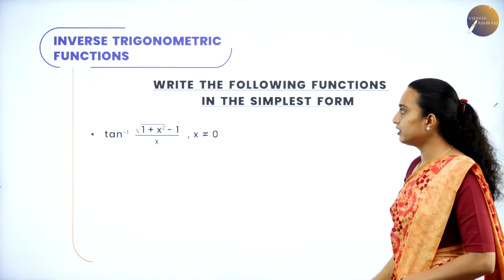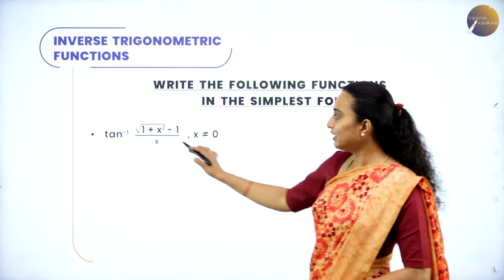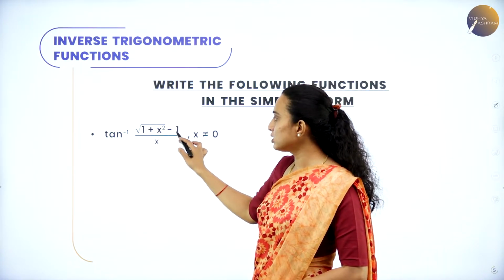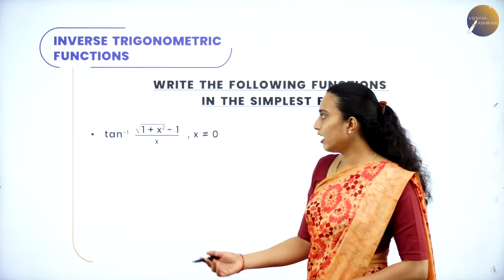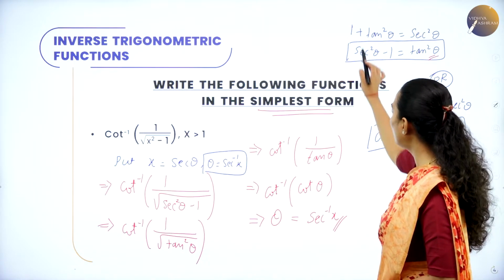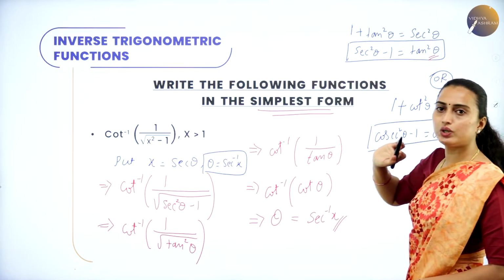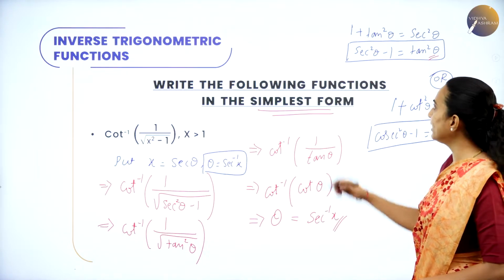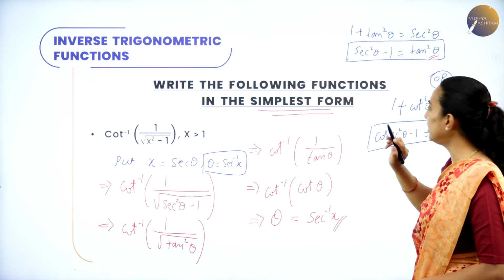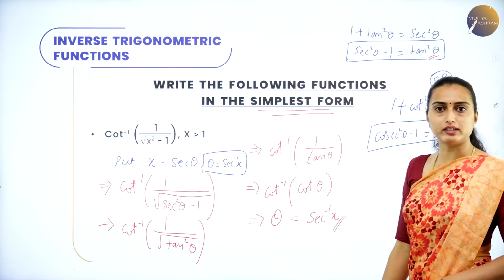What they have asked: write the following in the simplest form. Tan inverse of the square root of 1 plus x squared minus 1, divided by x. Isn't it? The same formula. What is that? 1 plus tan squared theta is equal to secant squared theta, here 1 plus x squared. Correct na? So I can substitute either tan or I can substitute cot. Isn't it?